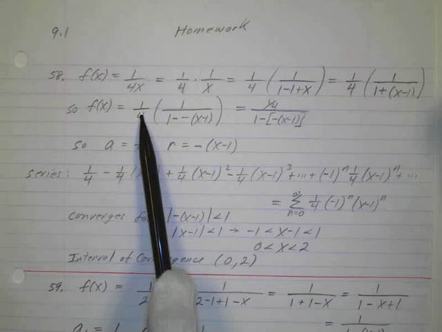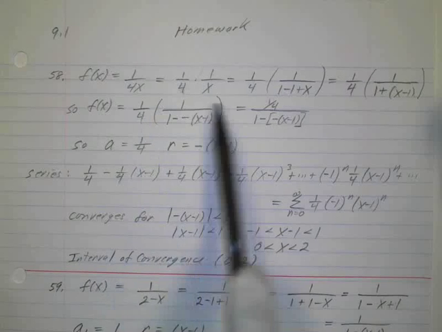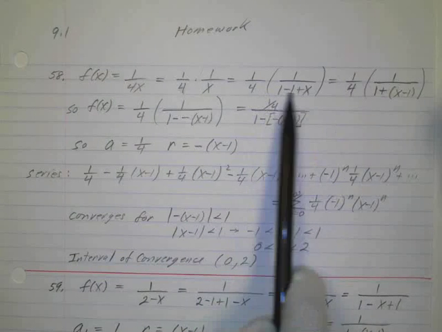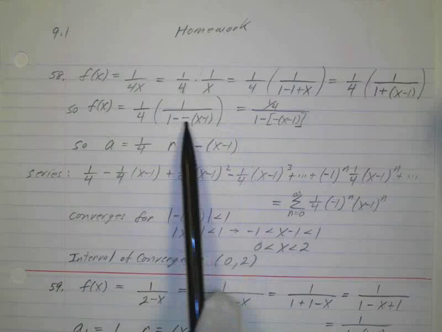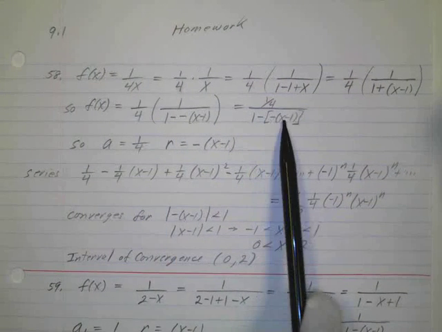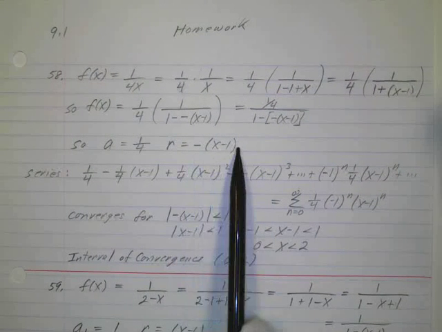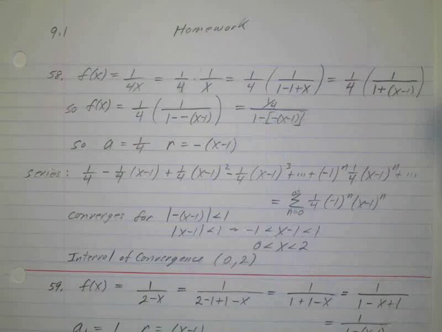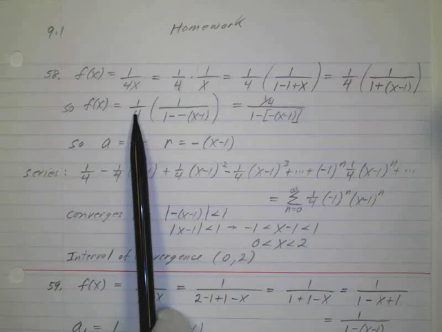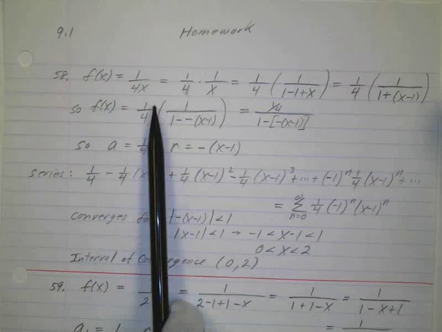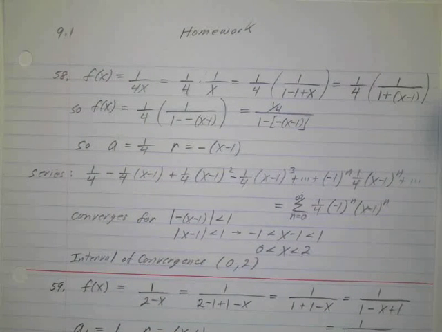And then we could actually put the 4 up here if we wanted to, write it up on the top. Once you adjust it like this, you can see that with your negative, this is going to be your r, so your r will be negative x minus 1, and your a would be 1/4, and you could write the series like this. Or you could multiply a regular series by 1/4. It's going to work out the same if you just put that in last.